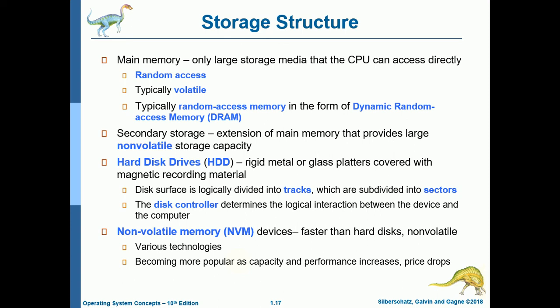The characteristics of main memory: it is random access. So meaning, if you put your data in sequence, it does not mean it is accessed in sequence too. No, it's random access. So it's relatively faster. And then it's typically volatile.